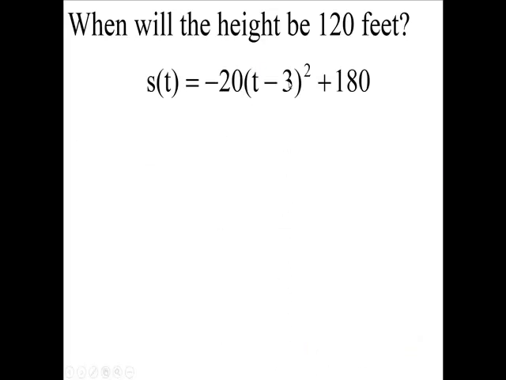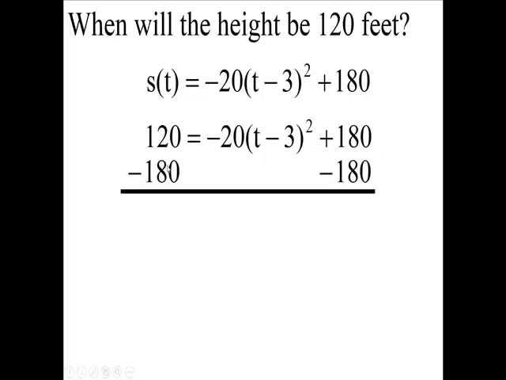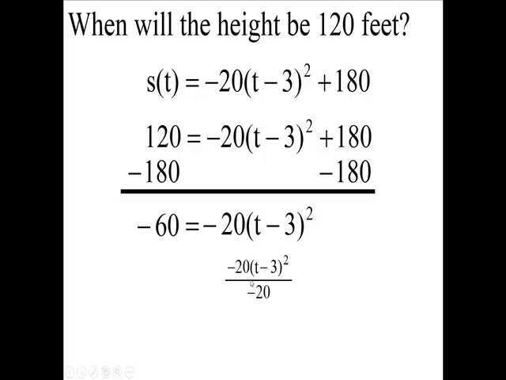Well, there's my formula. Plug in 120 right here for the S of t, get rid of that, and plug in 120. Then subtract the 180 from both sides. Bring down your equals. You're going to get 120 minus 180 is a negative 60. All right? Now we can divide this by the negative 20. Divide this by negative 20. Okay, so they're going to cancel.